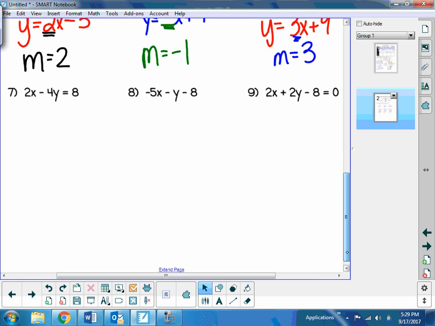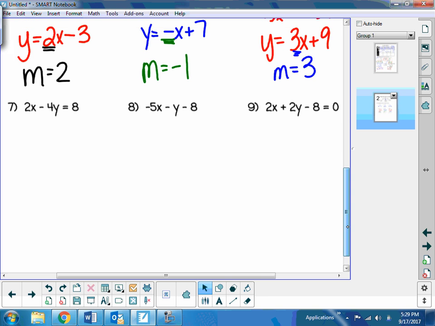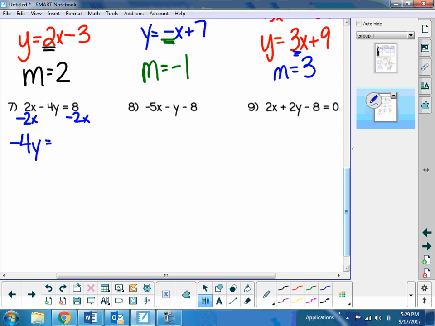Okay, let's do 3 more examples here. Okay, number 7. Remember, our goal is to get y by itself. So the first thing I have to do is get rid of the 2x. So I'm going to subtract 2x from both sides. So I have negative 4y equals negative 2x plus 8.